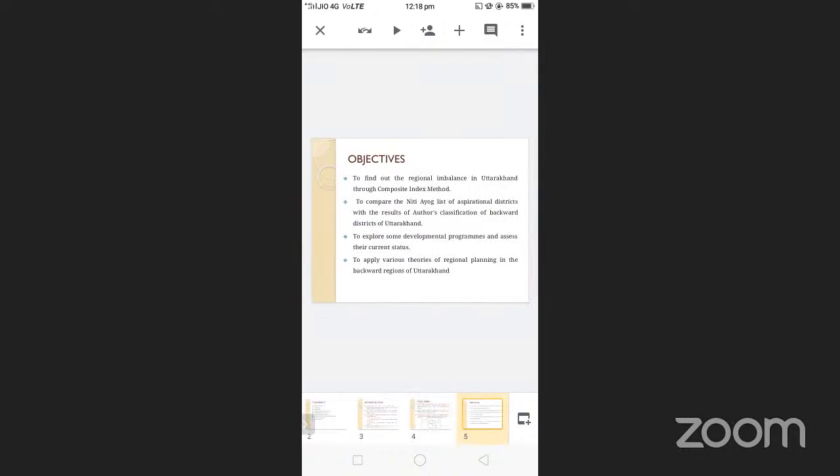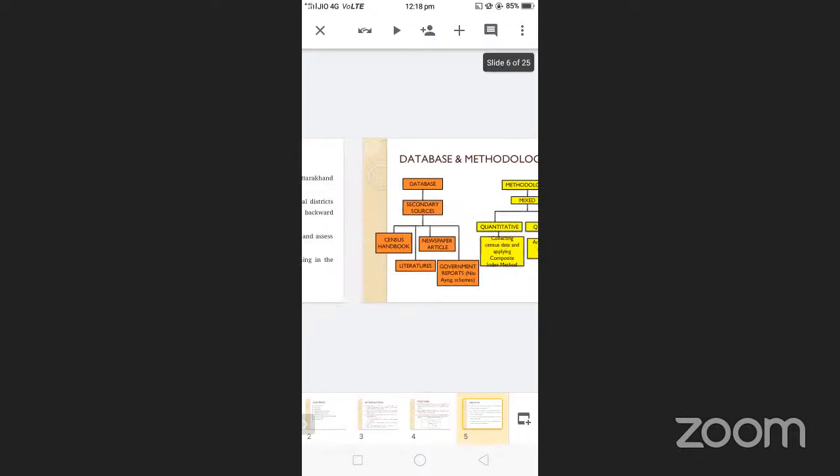The objectives of the paper include: the first objective is to find out the regional imbalance in Uttarakhand through the composite index method. Second is to compare the Niti Aayog list of aspirational districts with the result of the author's classification. Third one is to explore the developmental programs and assess their current status. And lastly, to apply the various theories of regional planning in backward regions of Uttarakhand.